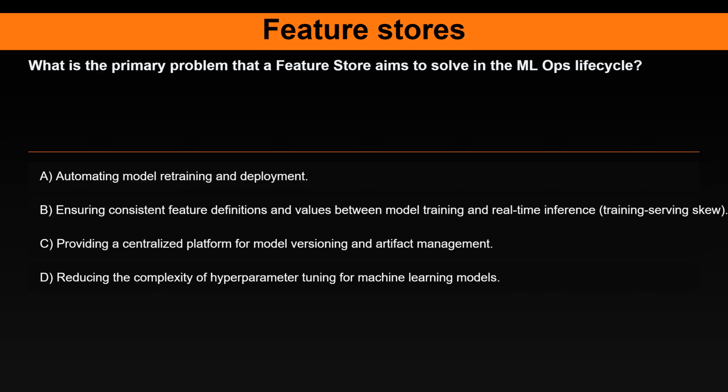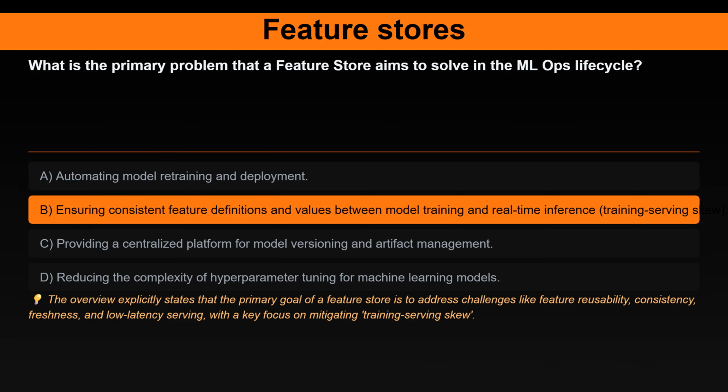Question 7. What is the primary problem that a feature store aims to solve in the MLOps lifecycle? Option A. Automating model retraining and deployment. Option B. Ensuring consistent feature definitions and values between model training and real-time inference, training serving skew. Option C. Providing a centralized platform for model versioning and artifact management. Option D. Reducing the complexity of hyperparameter tuning for machine learning models.